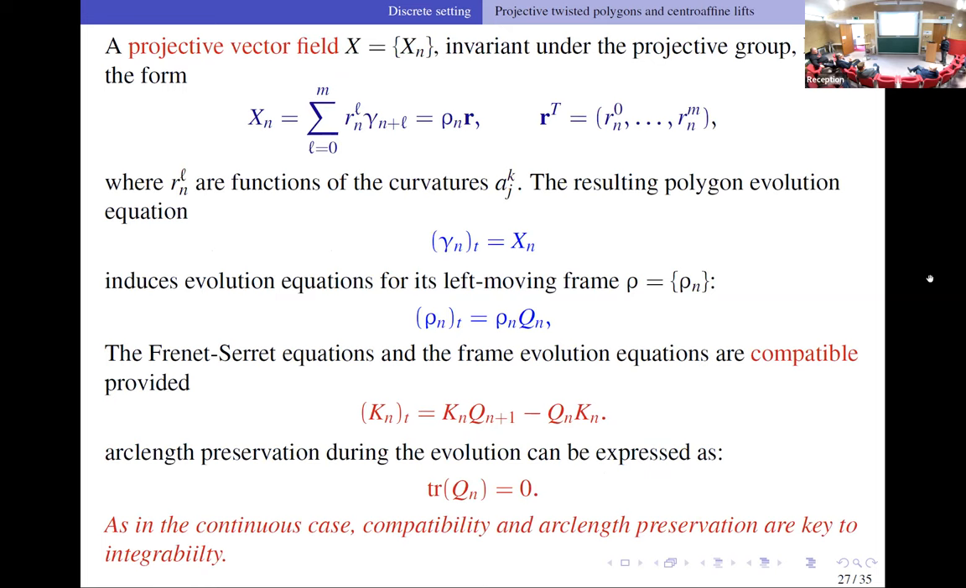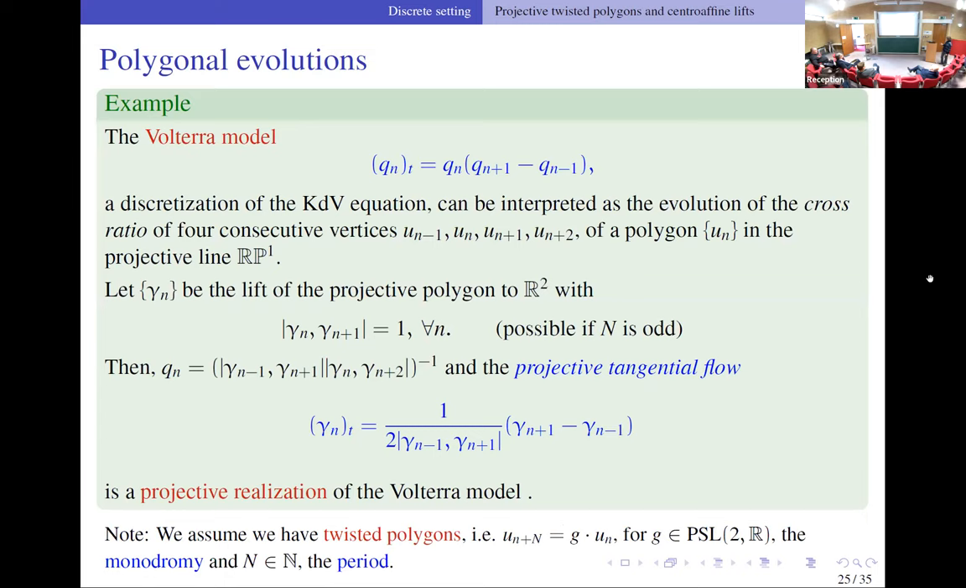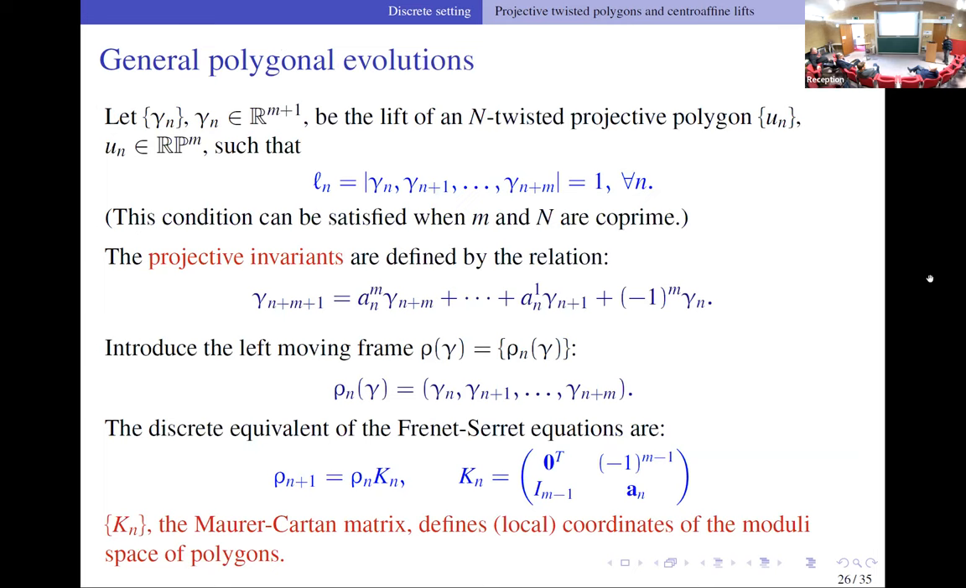You need to assume periodicity in the lattice. So what we are assuming is what we call twisted polygons. If you wish, assume periodicity, that's perfectly fine. If you want to be a tiny bit more general, assume that after some big N, it doesn't come back to itself, but it comes back to U sub N times an element of the loop. Very simple. Yeah, but you need something like that. Yeah, it will work in that sense.